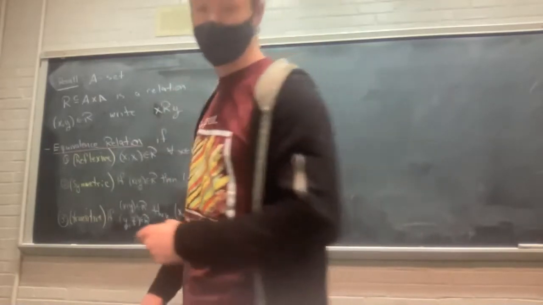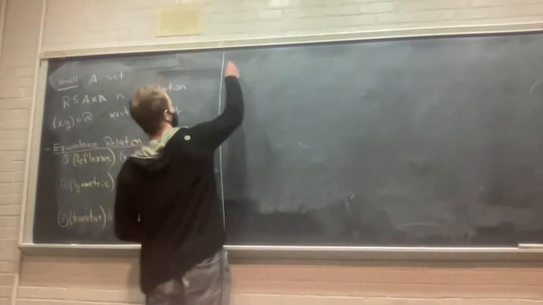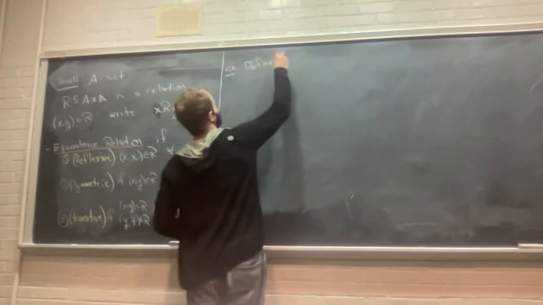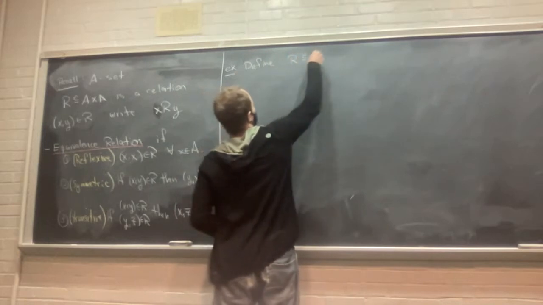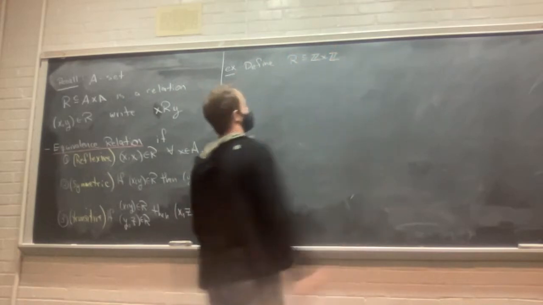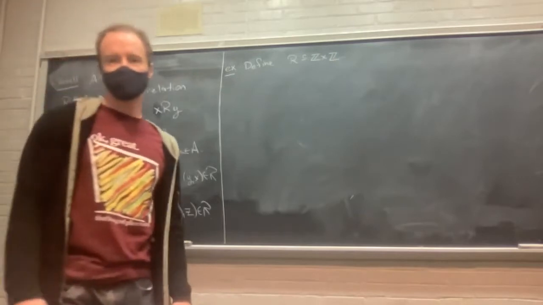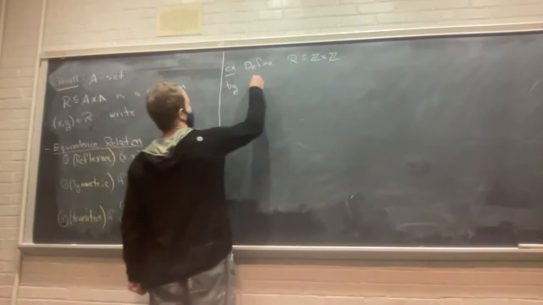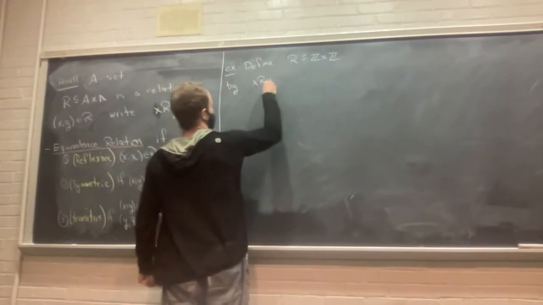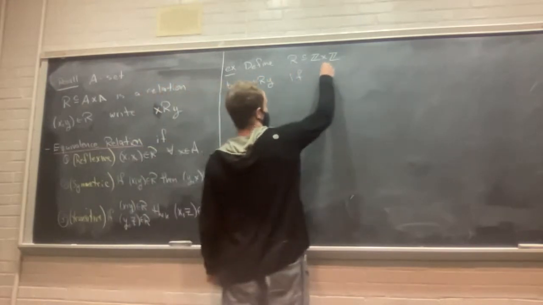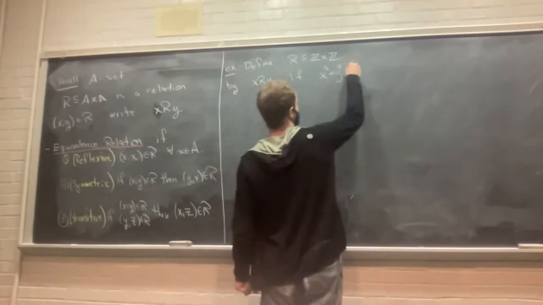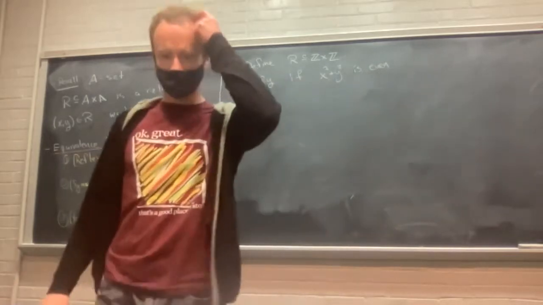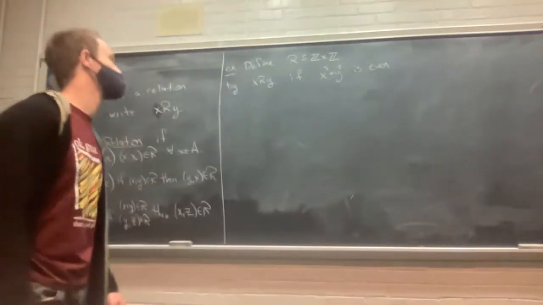Okay, so let's maybe look at this relation. Let's define R, a relation on Z cross Z, by xRy if x squared plus y squared is even. Okay.